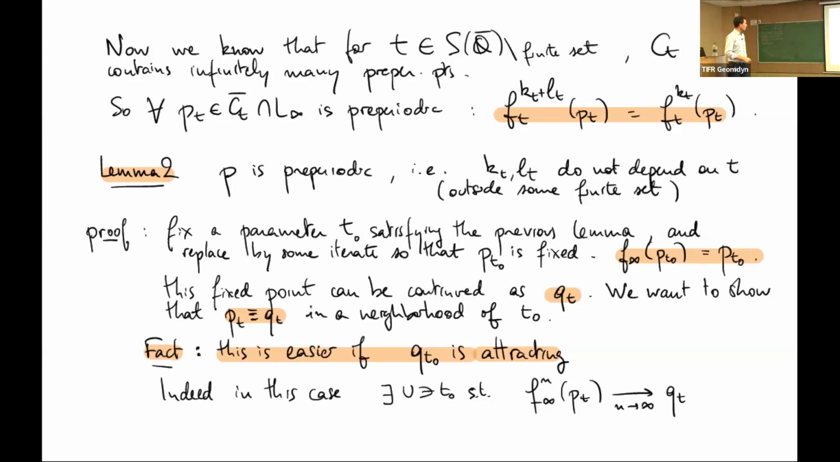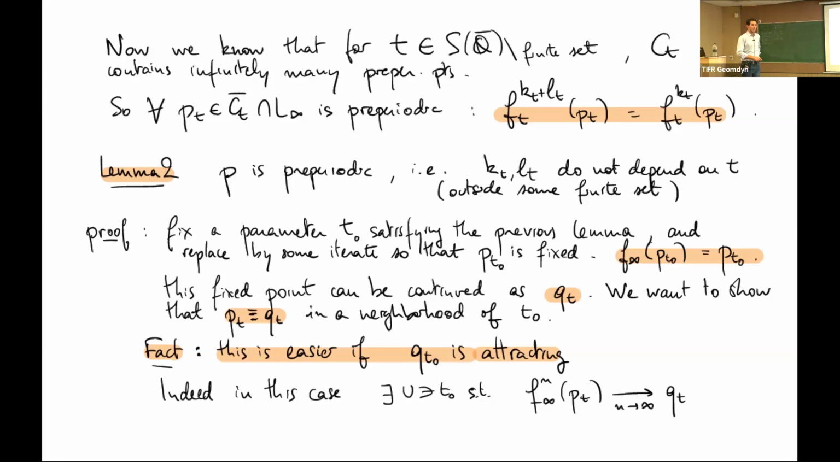And what we want to show is that they actually coincide in some neighborhood of t0. And then by analytic continuation, you will get that they coincide all the time. And then it exactly means that this point P, viewed as a point of the bigger field, is a periodic point. Now we claim that this is easier when the point is attracting. So now we are happy when this point qt0 is attracting.